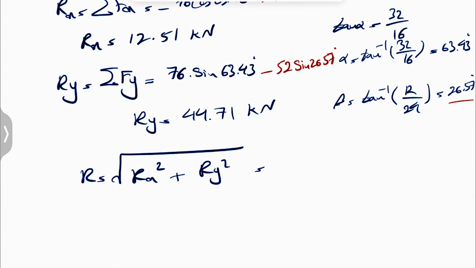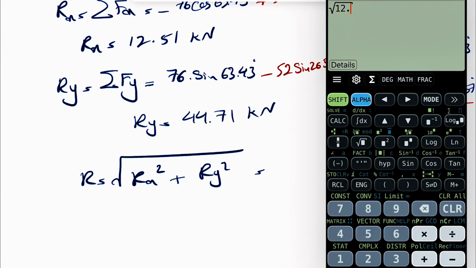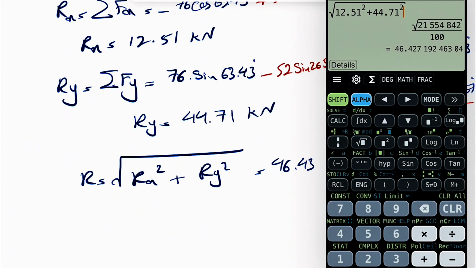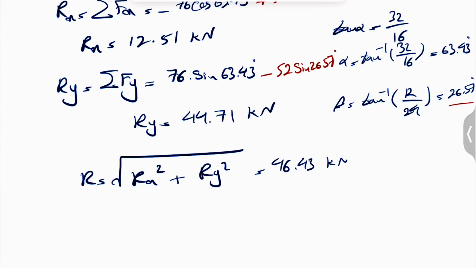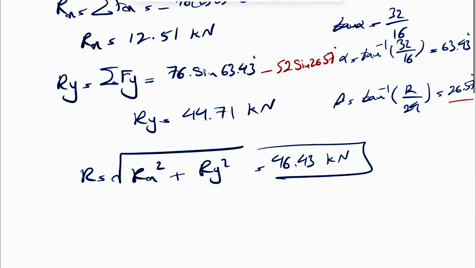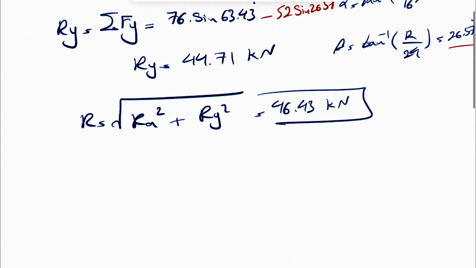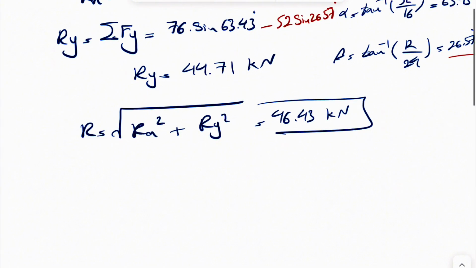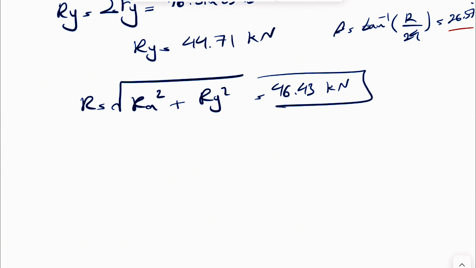So our R would be the square root of Rx squared plus Ry squared. That's going to give us the magnitude. So the square root of 12.51 squared plus 44.71 squared is going to give us 46.43 kilonewtons. And now we need to show the angle that R makes with our horizontal line.